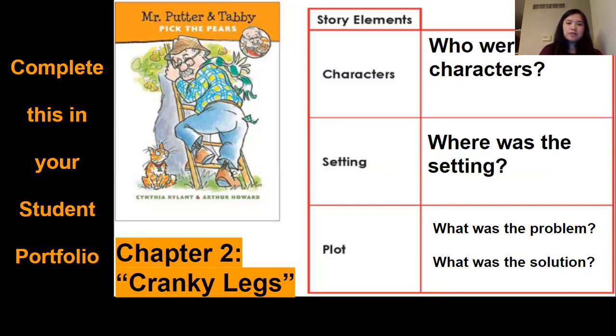And again, this is for chapter 2 from Mr. Putter and Tabby Pick the Pears. And the chapter 2 title is Cranky Legs. All right, let's go over your answers and please check to see how you did.